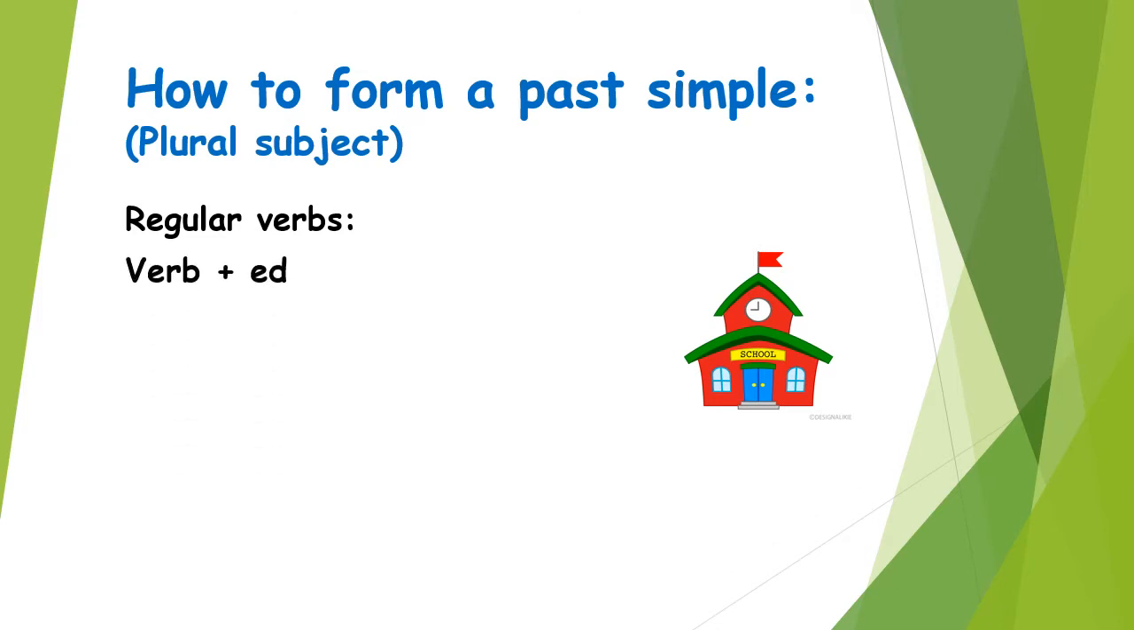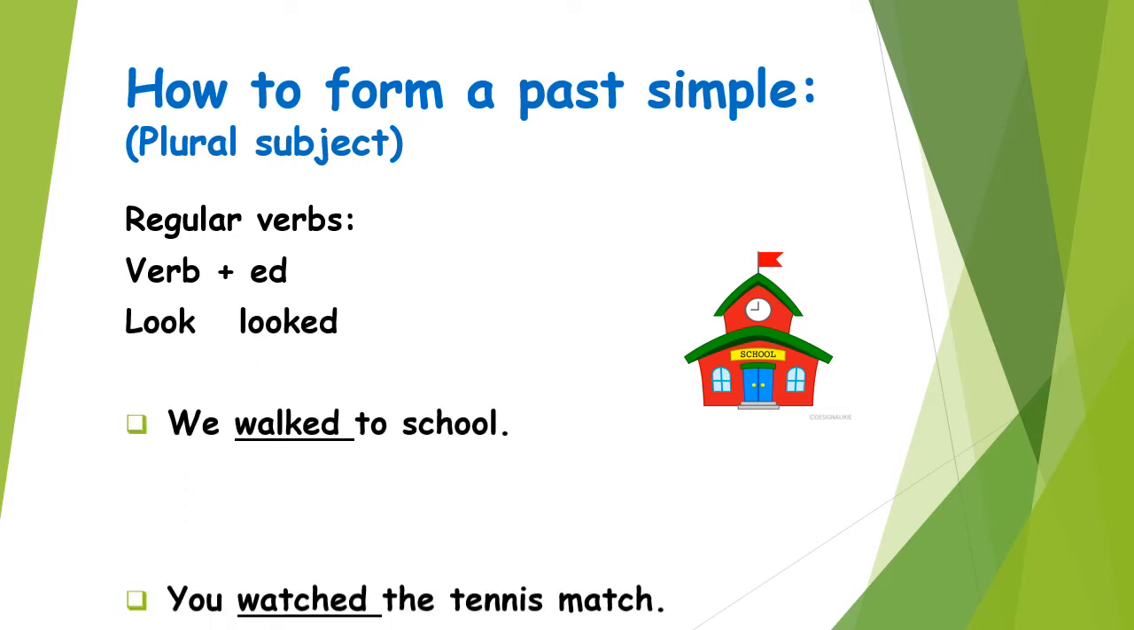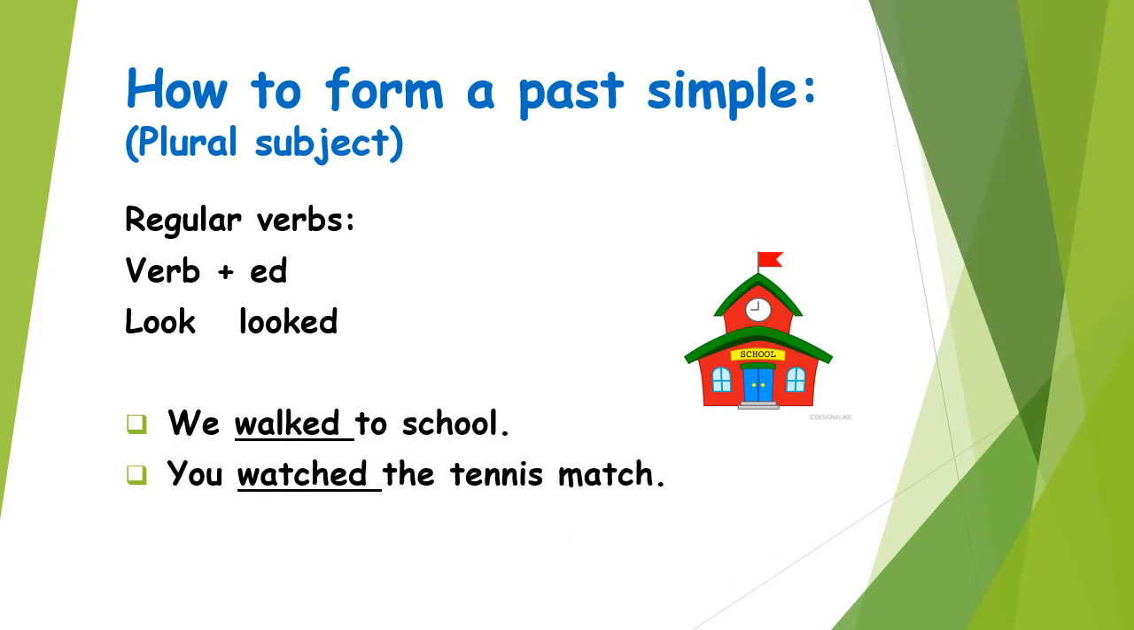Now, how to form a past simple tense when we have plural subjects. With regular verbs, we have the first form of verb plus ed at the end. For example, look and looked. Such as we walked to school, you watched the tennis match, they marked the test. Over here, I used the plural subjects we, you, and they.